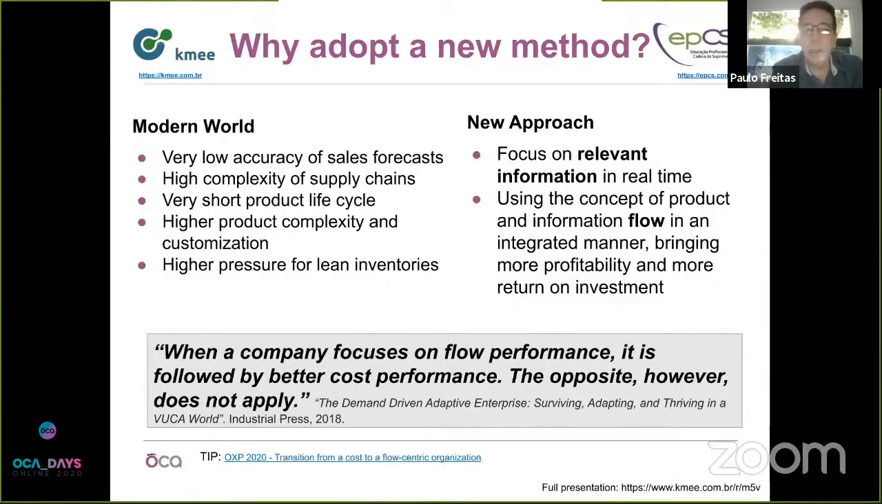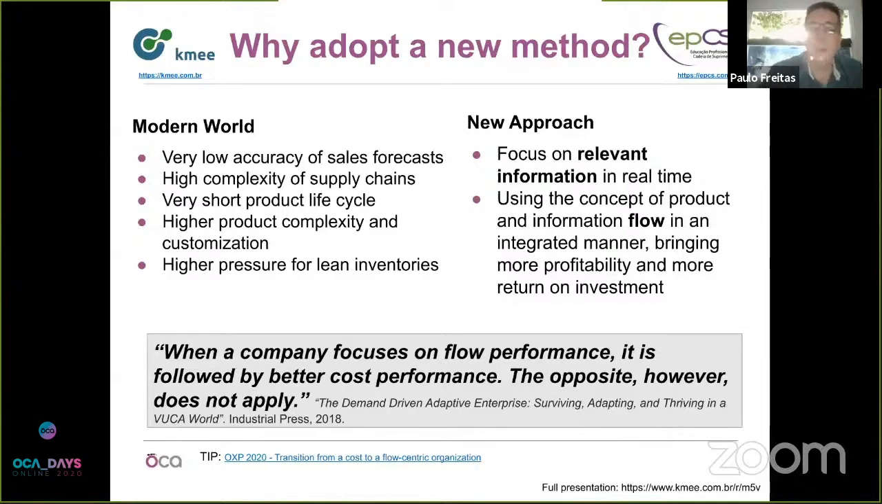The supply chains are getting more complex. They're no longer linear supply chains. They look like spider webs. They are really long and complex. The product life cycle is getting shorter every time. There is more and more complexity introduced into each product, and more customization. And there's also higher pressure for lean inventories these days.